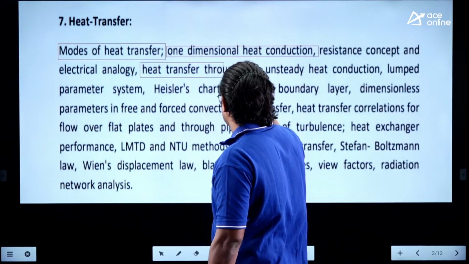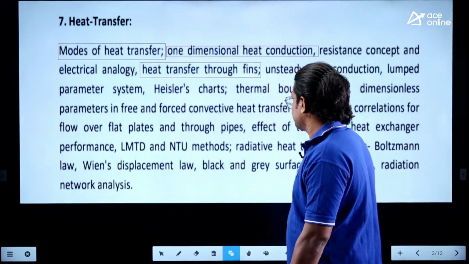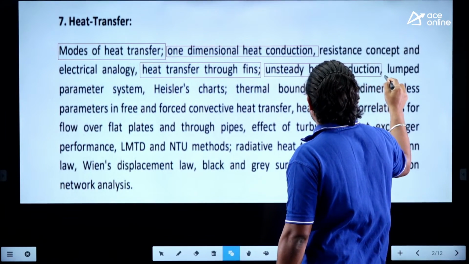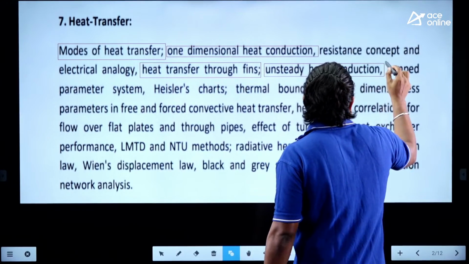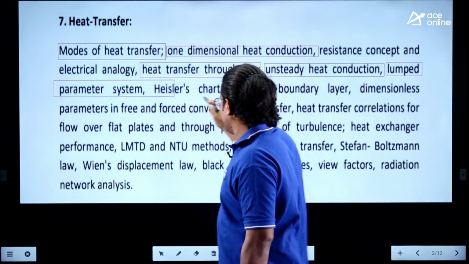So it is also mentioned, it is fins. So fins is a part of syllabus. Then unsteady state heat conduction. Okay, this is also part of conduction. Now here it is clearly written lump parameter and Heisler chart.